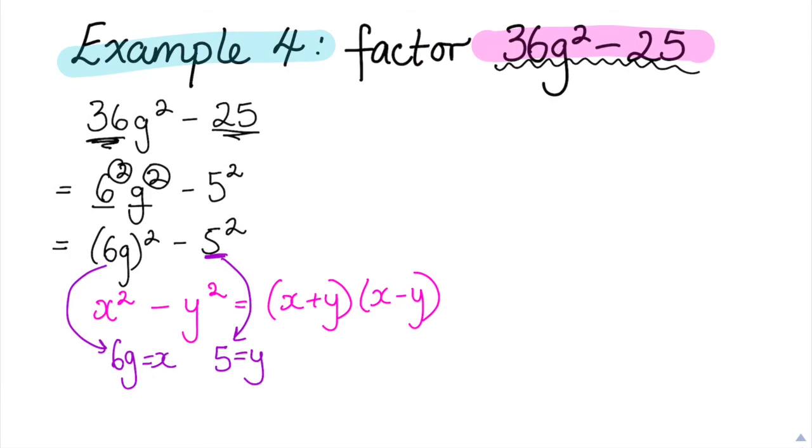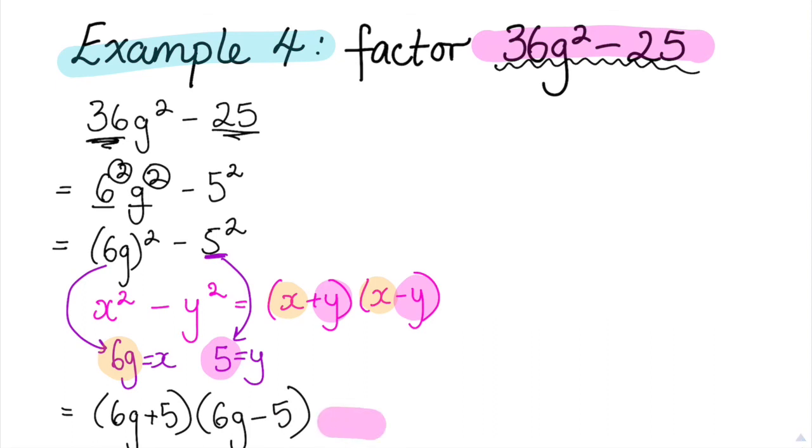So now what we can do is wherever we see an x in our formula, we'll replace it with 6g, and wherever we see a y in our formula, we will replace it with a 5. So we'll be left with 6g plus 5 and 6g minus 5. And that's it, our final problem complete.